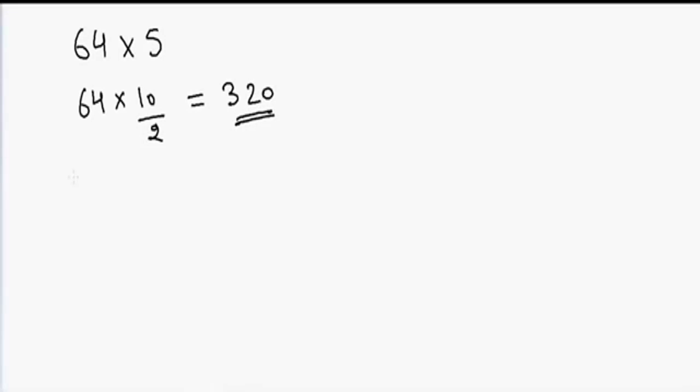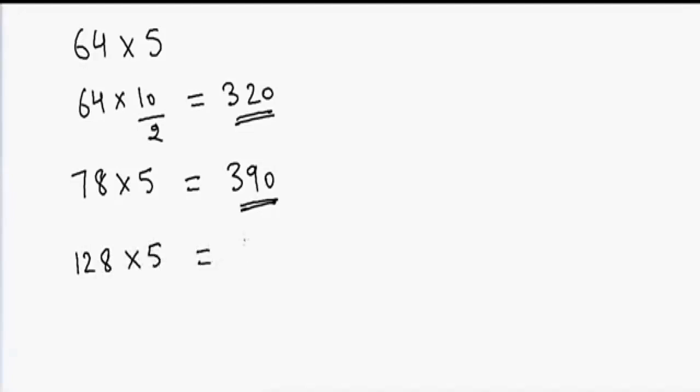Again, if I have to multiply 78 by 5, the answer will be equal to half of 78, which is 39, and then a 0, so that's 390. Again, if I have 128 and want to multiply by 5, that will be equal to 64 and a 0, and that's your answer. Another trick is to multiply by 25.